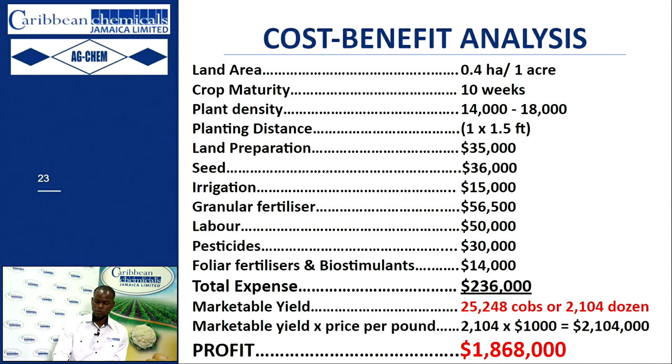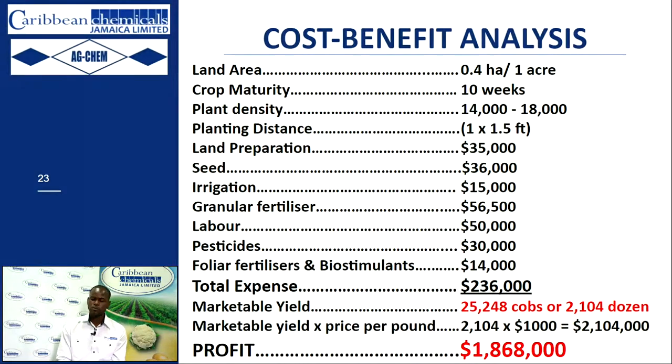And to break down the production numbers for you, if you want to understand what you are expected to spend during the crop cycle, here we did a cost-benefit analysis where after taking out your land preparation, the cost of your seed, your irrigation, your pesticides, your labor, etc., you're looking at a total expense of $236,000. And bear in mind, we didn't calculate the cost of setting up your irrigation, right?